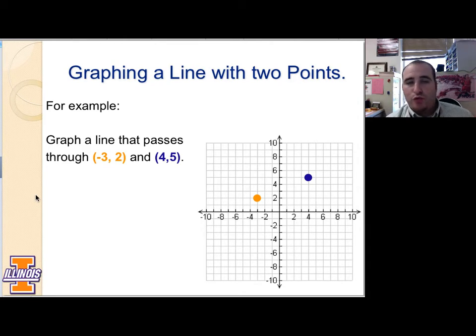Now that I've got 2 points, I'm going to basically connect them and draw a line from one side of the graph to the other all the way across that crosses through those 2 points with my ruler, which is going to look something like this. And please make sure that you draw the arrows on either end, because this line goes on forever because the x and y axis go on forever.